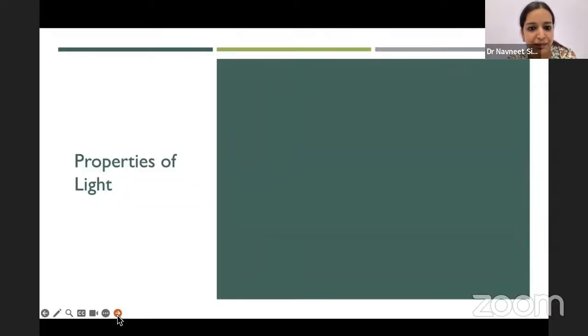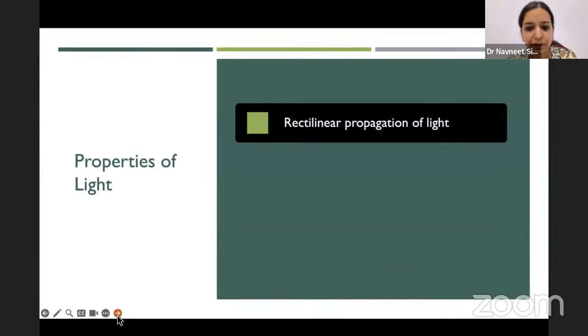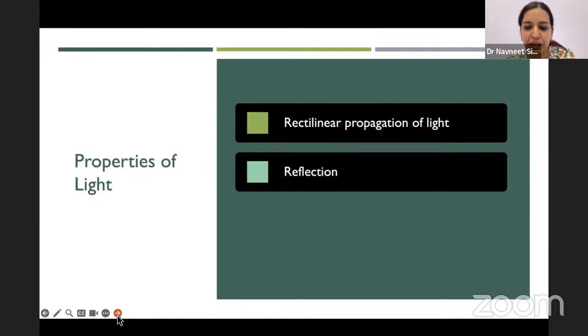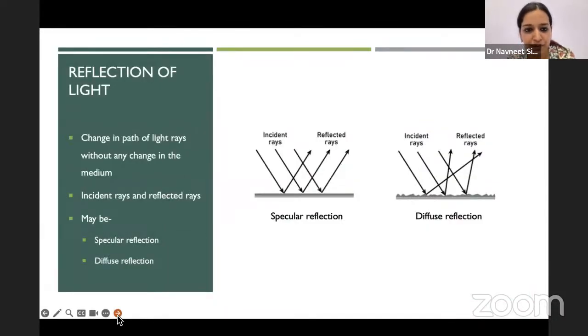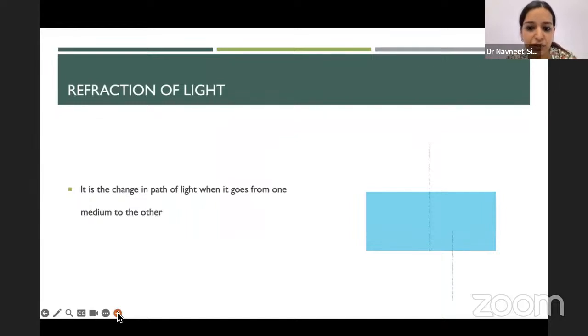Can we shift to the next slide, please? So light has various properties. It has rectilinear propagation, which means that light travels in a straight line through the same medium. There can be reflection of light and refraction of light. Coming on to what is reflection of light: reflection is a change in path of light rays without any change in the medium. There are incident rays, which are the incoming rays. When they strike a surface, they're reflected into a different direction. Reflection can be specular reflection or diffuse reflection. Specular reflection happens when the light rays strike a smooth surface.